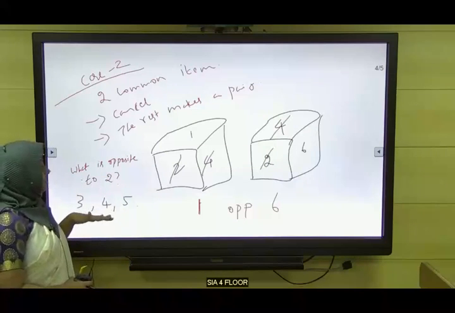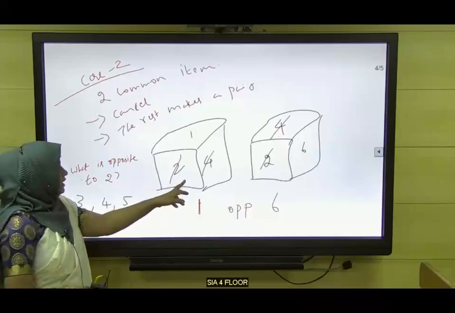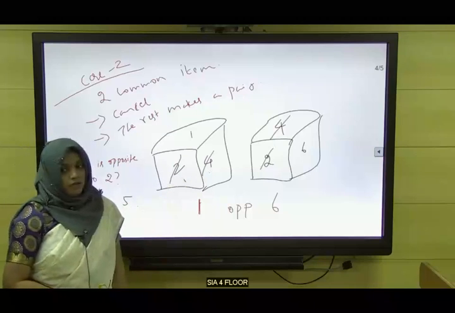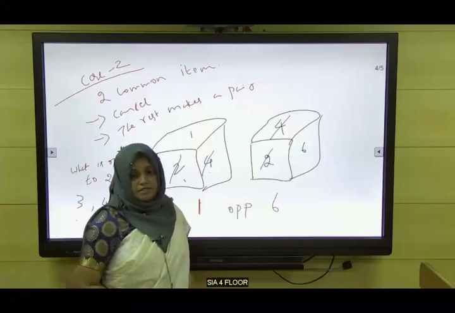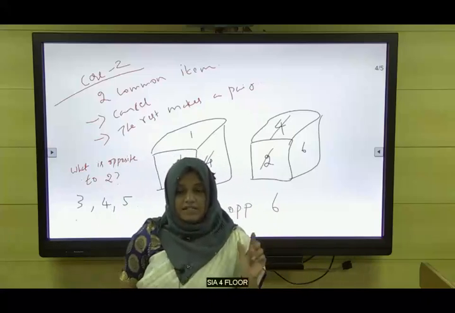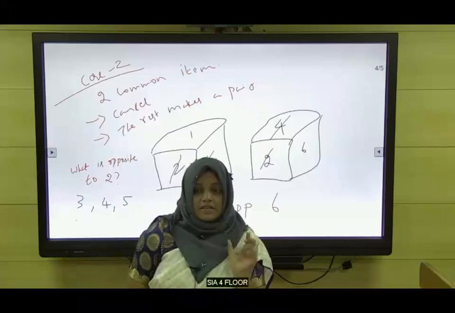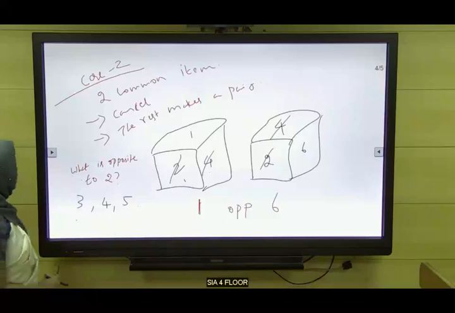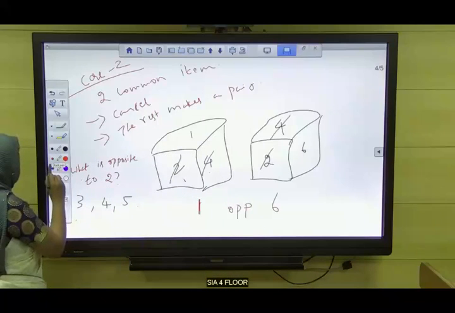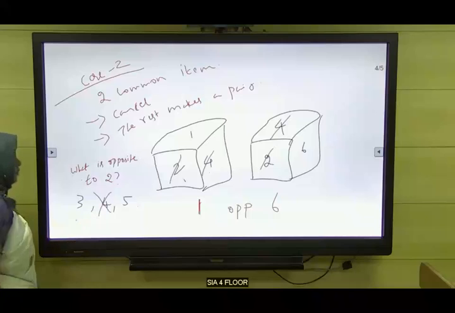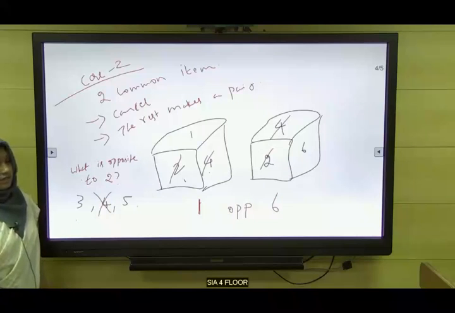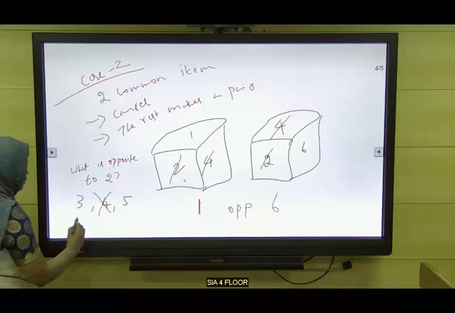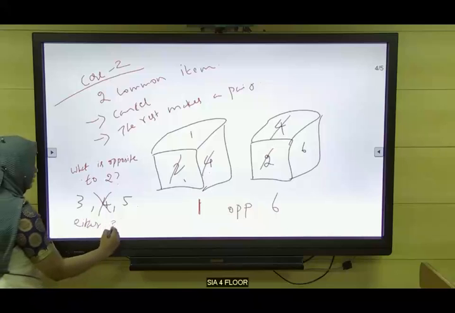But what could be the answer? See, it's very clear that 2 is connected with 4. You know what is meant by connected? Connected means we will use the word adjacent. Adjacent means connected. So since 2 and 4 are connected, 4 is not going to be the opposite side of 2 because it is the adjacent side. So either it could be 3 or 5.